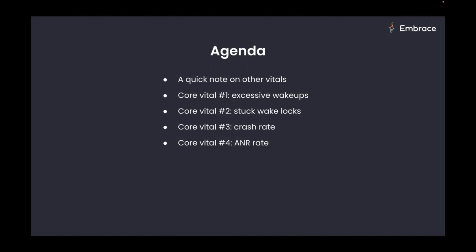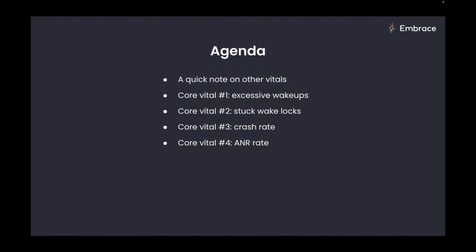Our first core vital, which we're going to talk about, is excessive wakeups. So that is effectively when a user's device is being woken up too frequently due to an excessive amount of alarms, and that drains the battery. Core Vital 2 is also a problem which drains the battery. So if you take out a wake lock and it gets stuck, either in the foreground or the background, then that can be very bad for performance, and it can leave you with a frustrating experience where you run out of charge before the end of the day.